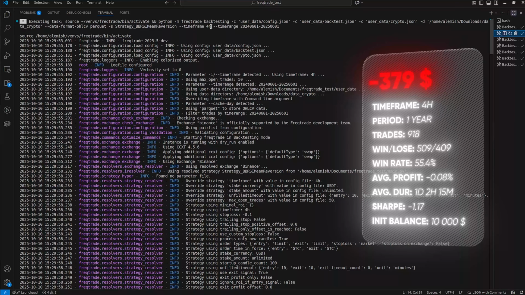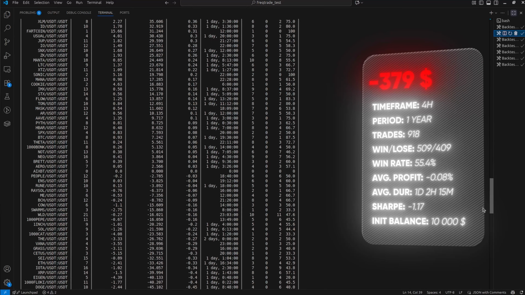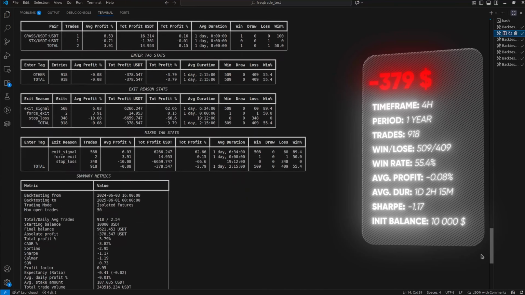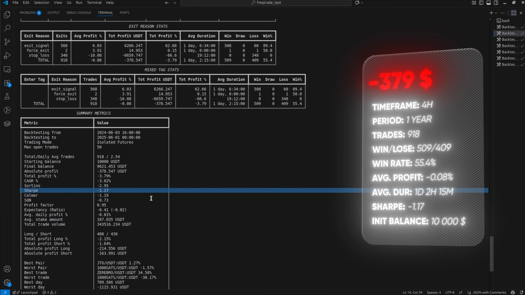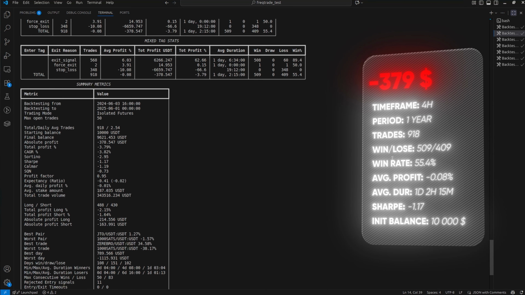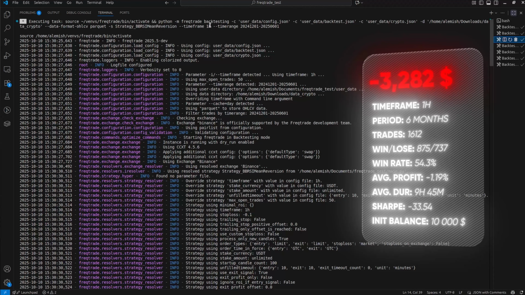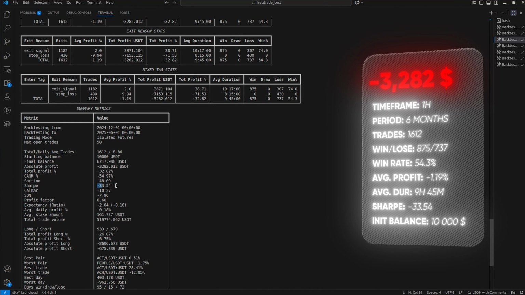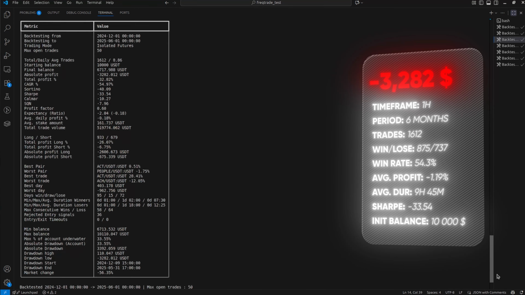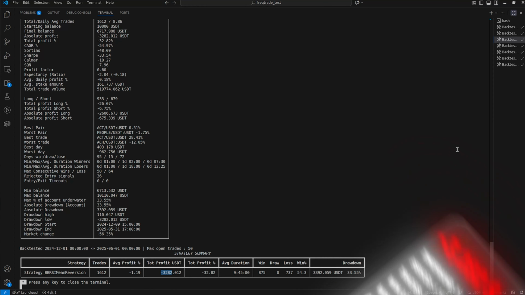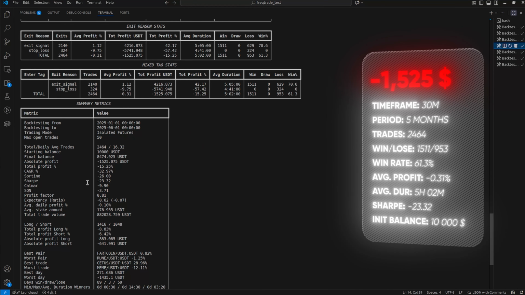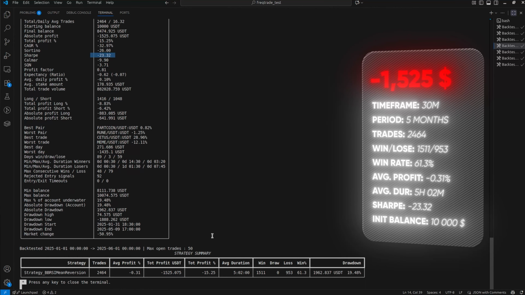Next we have the 4 hours time frame, once again best and worst performing tickers, and our Sharpe ratio is negative, it's minus 1.17, and we've lost $370. Next, 1 hour time frame, our Sharpe ratio is minus 33, it's very low, and we've also lost $3,000. Now 30 minutes time frame, Sharpe ratio is minus 23, still very low, still negative, and we've lost $1,500.